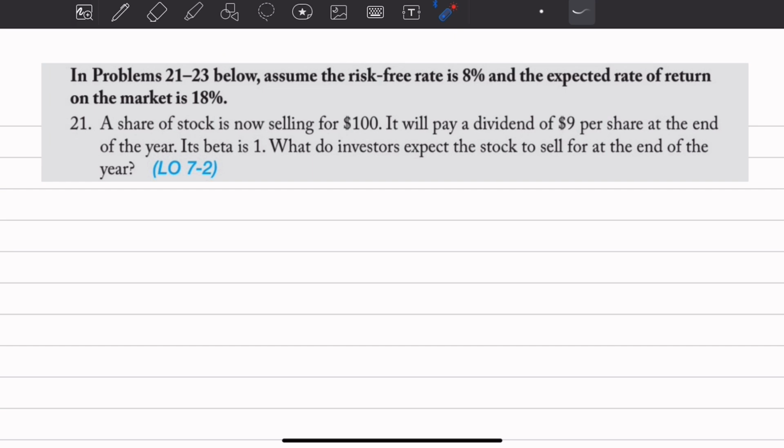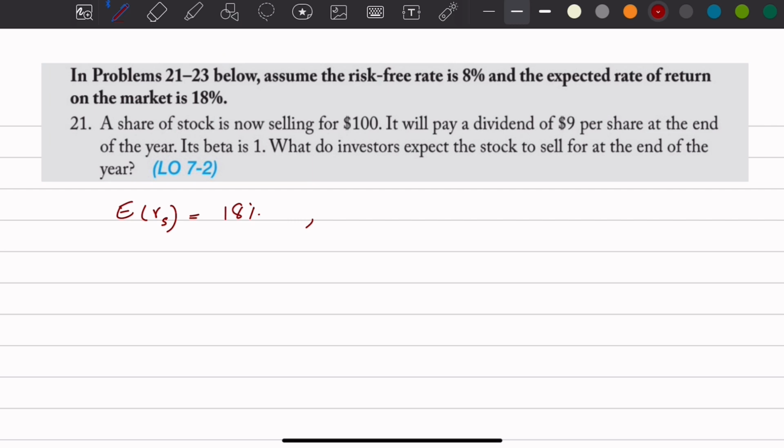Now we have a few data points that we can derive from the problem itself. First of all, which is key to answering this problem, is knowing that since the stock's beta is equal to 1, the expected return on the stock is going to match the return on the market, which is 18%. So based on that, we can say the expected return on the stock is going to equal 18%, right?